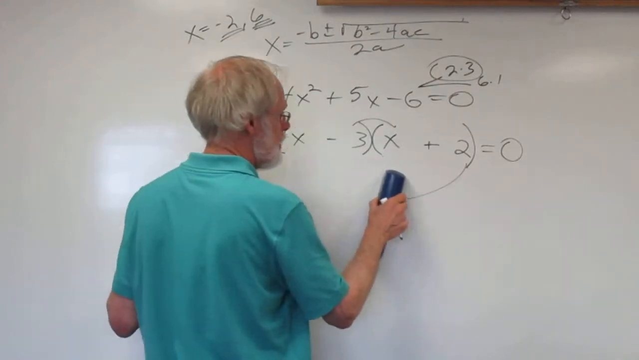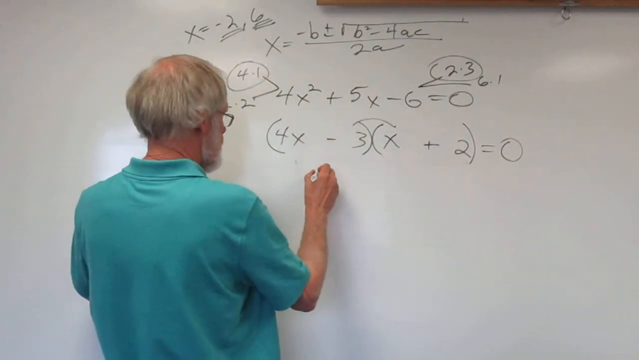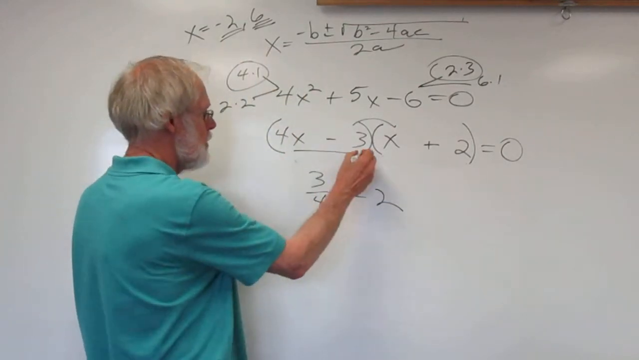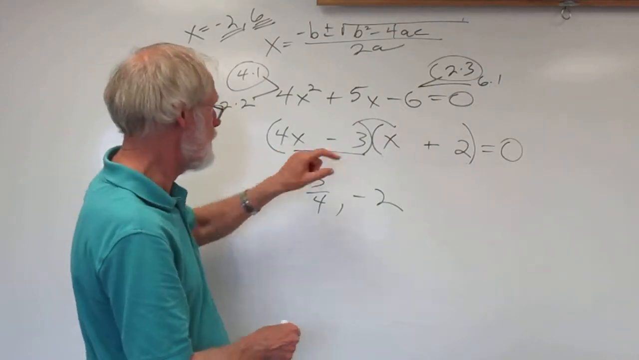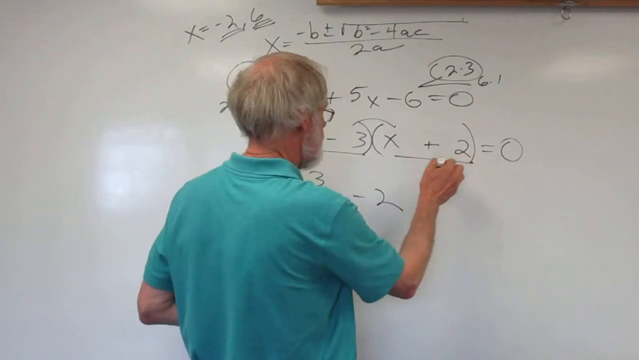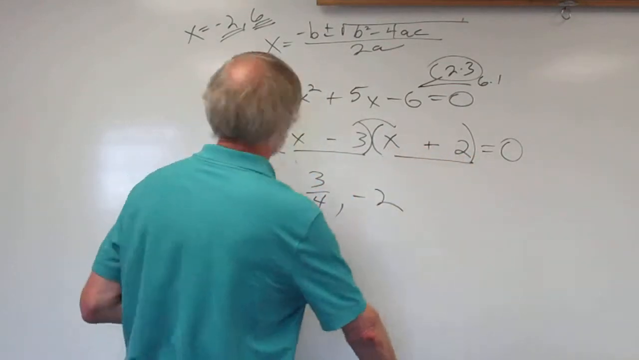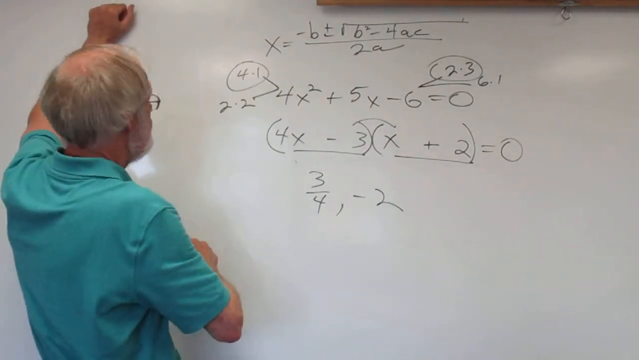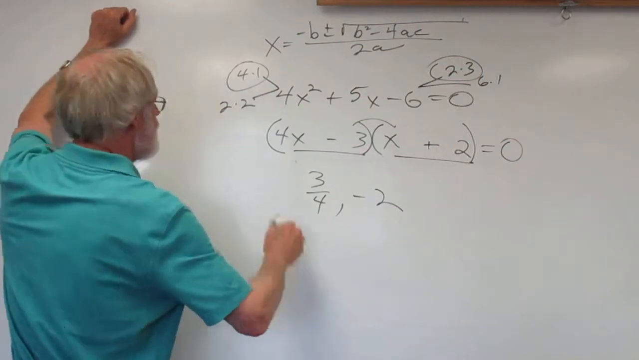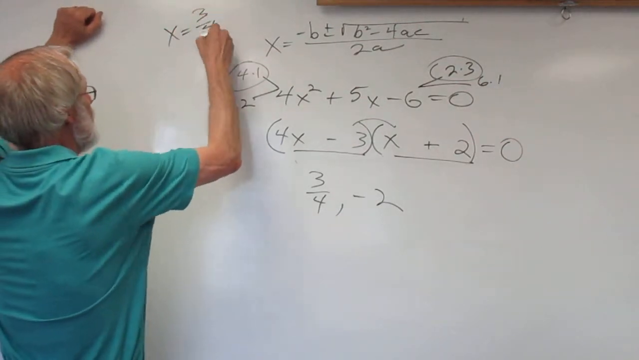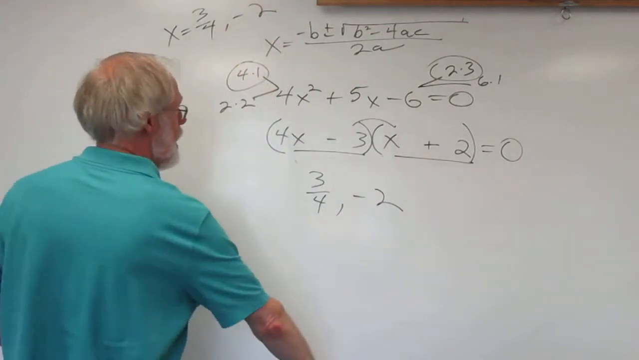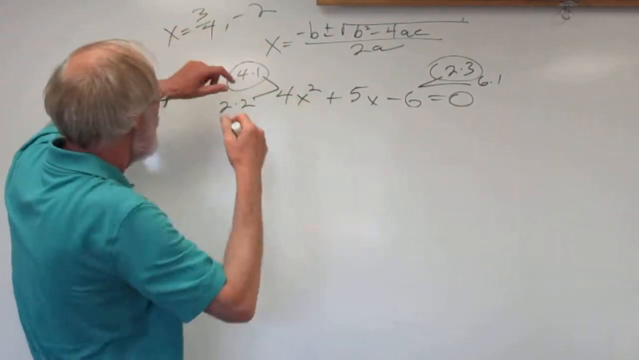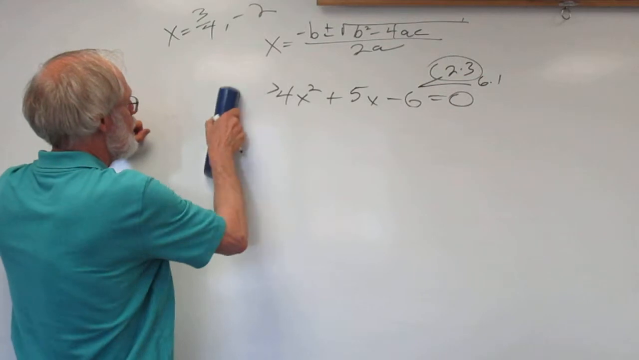Now, the answers to that then would be 3/4 and negative 2. Either this term has to go to 0, 3/4 times 4 is 3, minus 3 is 0, or this term has to go to 0, negative 2 plus 2 is 0. So let's write the answers up here. I'm going to write x equals 3/4 or negative 2. Now, we have something to check our work against, although normally you wouldn't have that. And let's get rid of some of this that we don't need anymore.